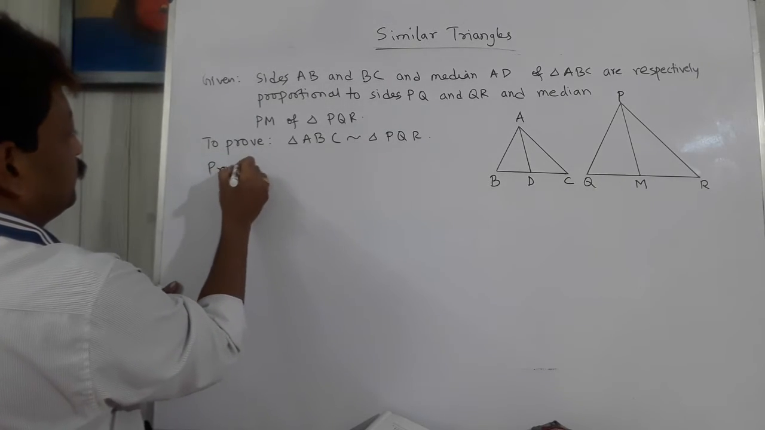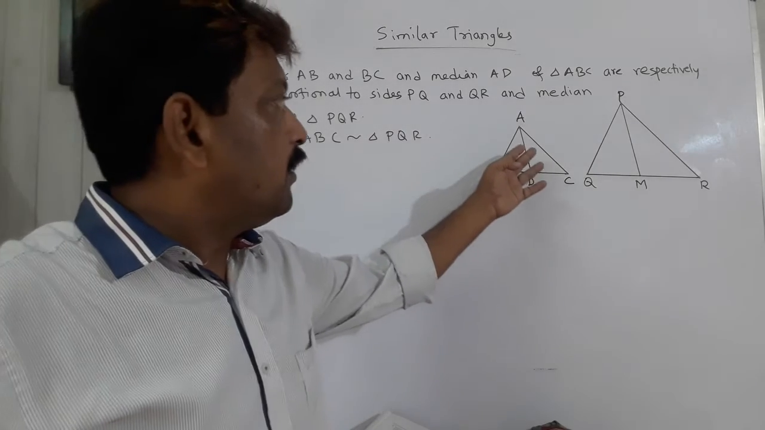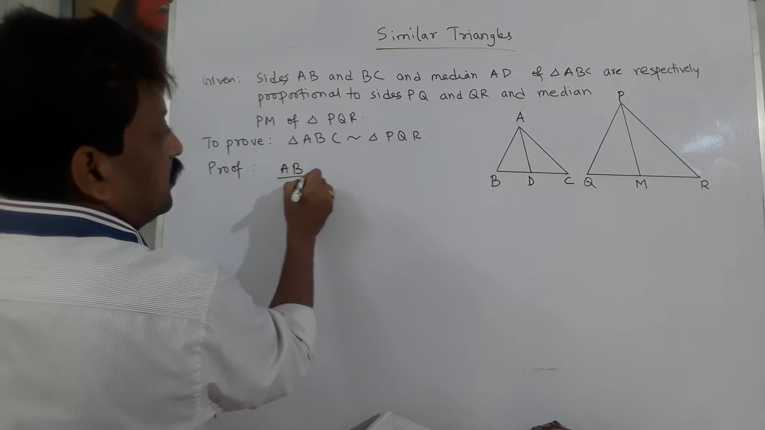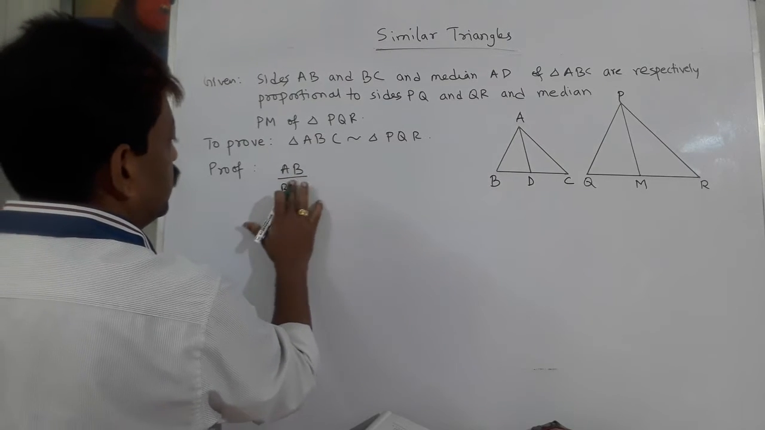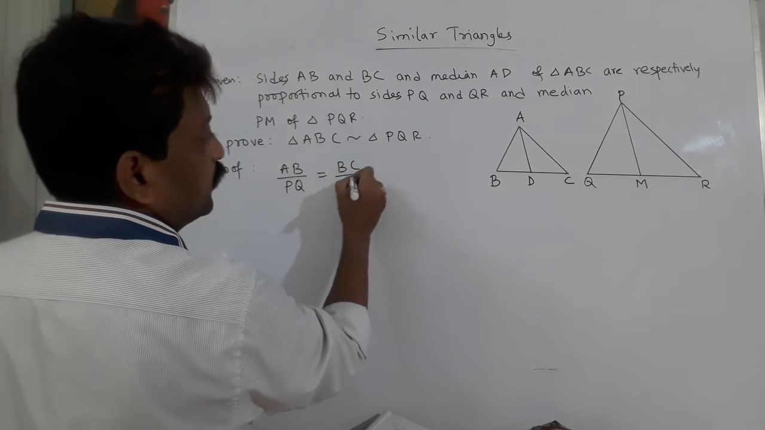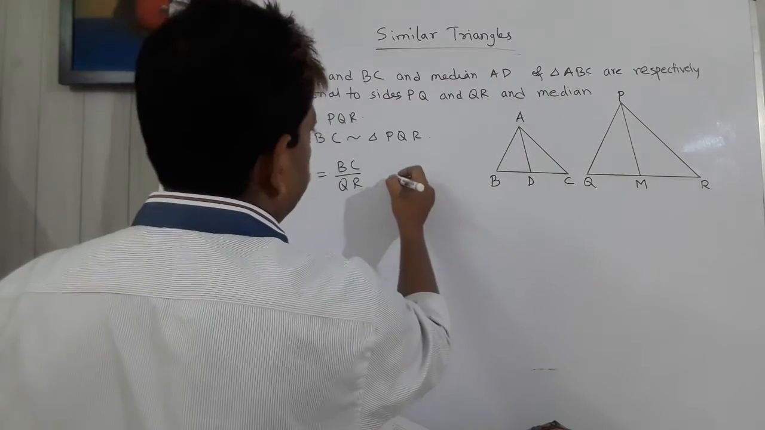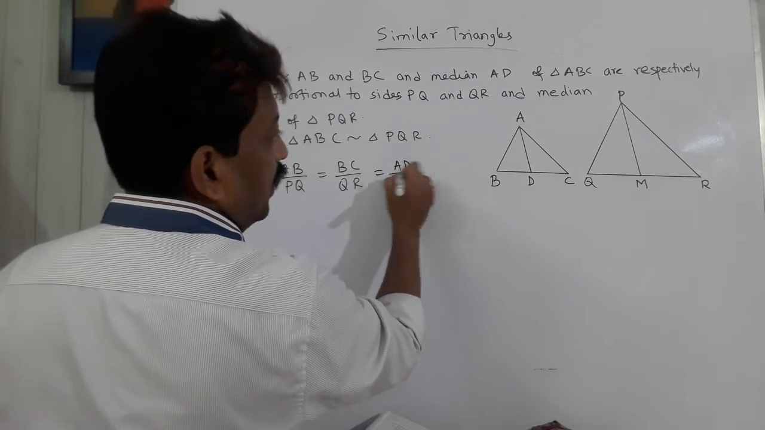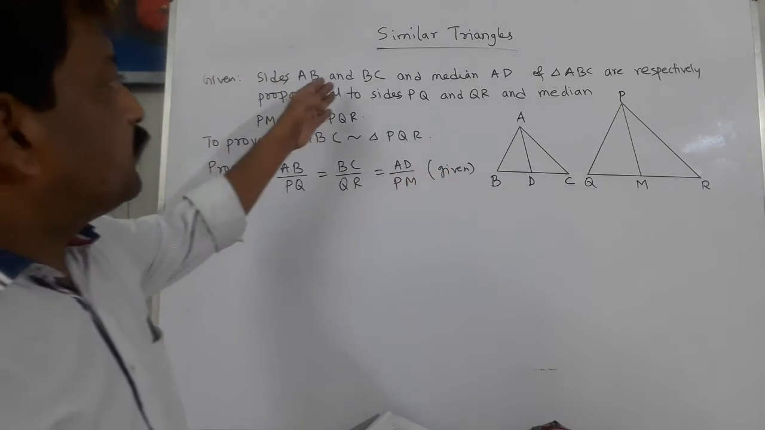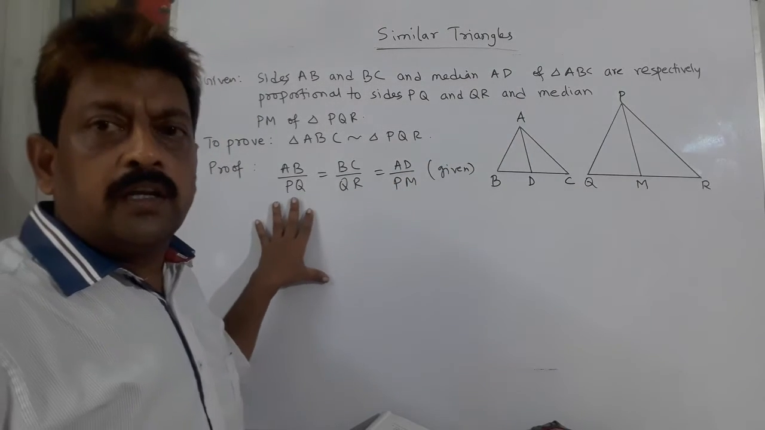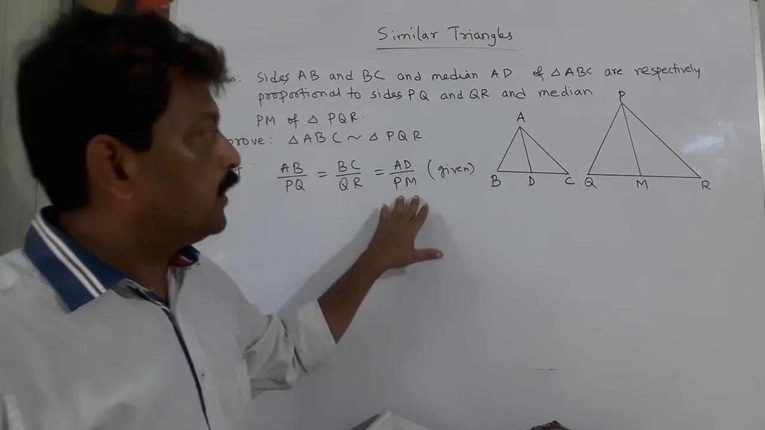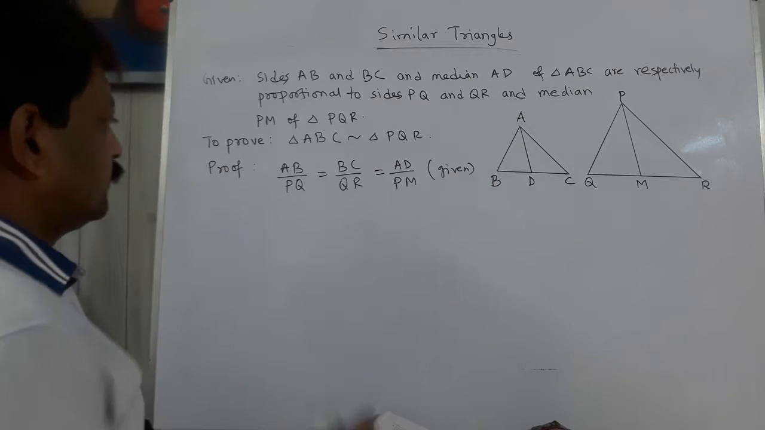Now the proof part. So these two triangles, their sides are proportional, so we will start from there only. AB upon PQ is equal to BC upon QR is equal to AD upon PM. It is given in the question. As you can see from the statement, it is given that AB upon PQ is equal to BC upon QR equal to AD upon PM. Okay, that is what it is told in the question.